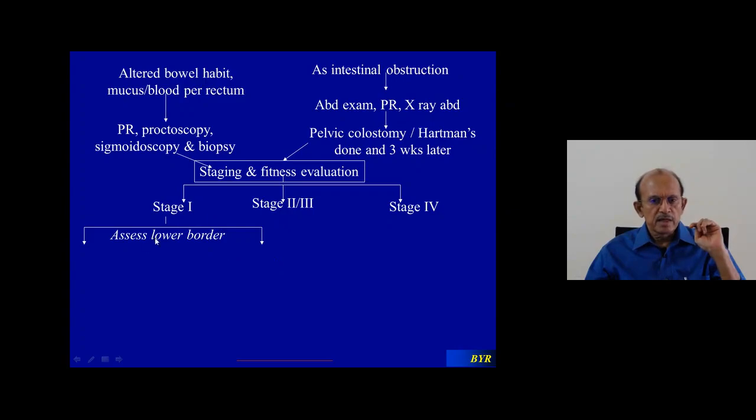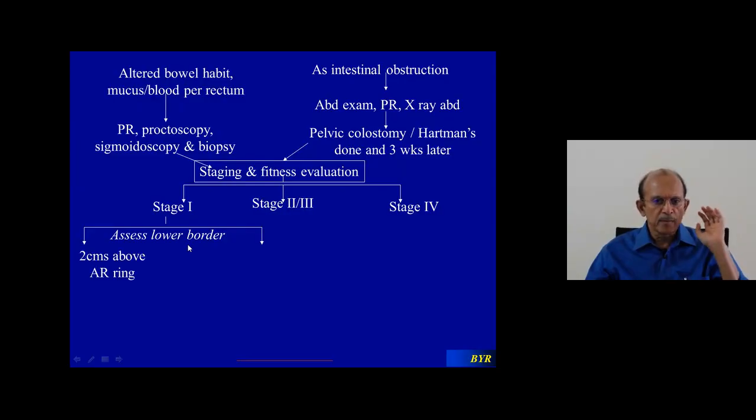Stage 1 patient, assess the lower border, how far it is from the anorectal ring. We have already seen if it is more than 2 centimeters above the anorectal ring, you can save the sphincters. If it is within 2 centimeters of the anorectal ring, you cannot save the sphincters. So that point you have noted.